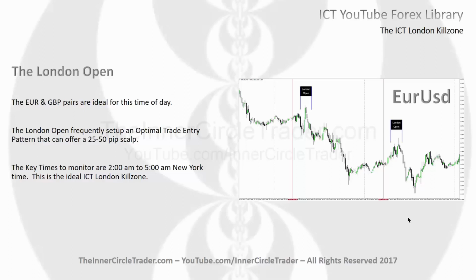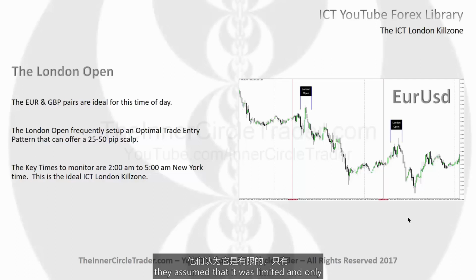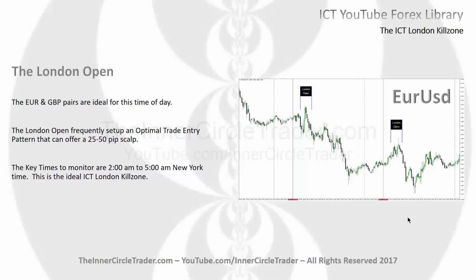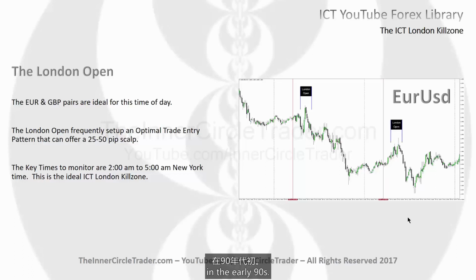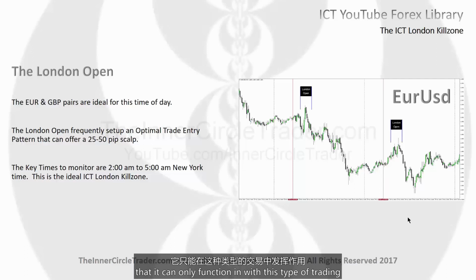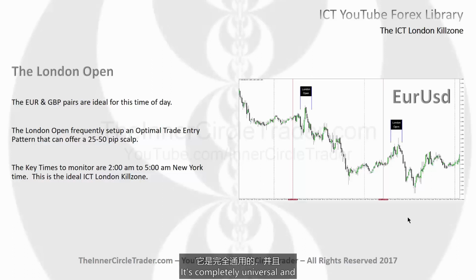Now, because I taught it to the trading community, they assumed that it was limited and only salient to Forex or foreign exchange. I used this same concept as a commodity trader in the early 90s. So it's not that we have an asset class that it can only function in with this type of trading or this type of price action. It's completely universal, and that's pretty powerful.